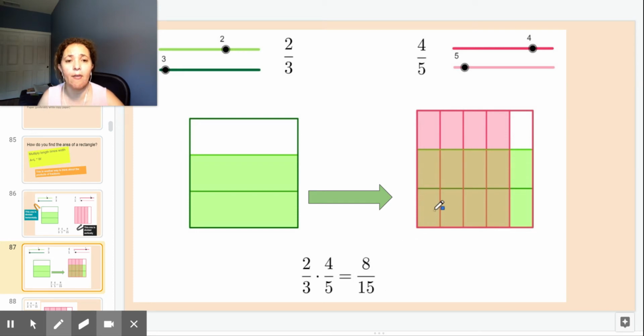So if you look at it, I have 1, 2, 3, 4, 5, 6, 7, 8, 9, 10, 11, 12, 13, 14, 15. I have 15 equal parts altogether. And how many are double shaded? 1, 2, 3, 4, 5, 6, 7, 8. 8/15. So that's saying that I have 4/5 of something and I'm taking 2/3 of it. So that's just another way to look at it. So that gives me 8/15.